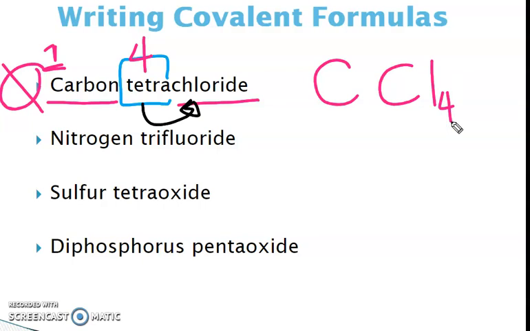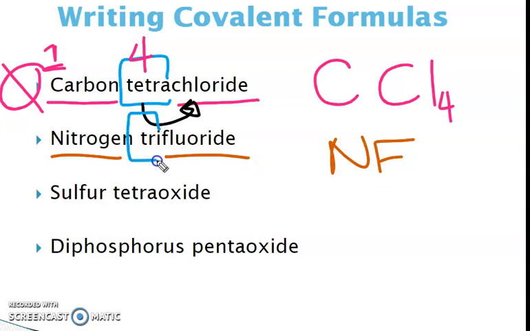Okay, if we look at this next one, we have nitrogen trifluoride. So we're going to look at nitrogen and fluorine, right? Well, how many fluorine do we have? What's our prefix? It's tri, and tri is the prefix for 3. Now, is it 3 nitrogen or 3 fluorine? It just says nitrogen, but it says trifluoride. So that fluoride is going to have 3, so NF3.